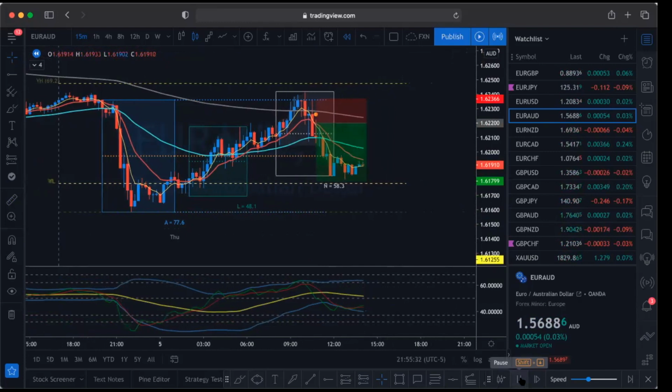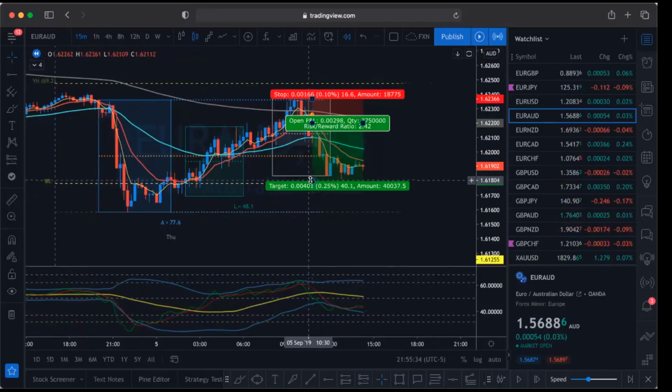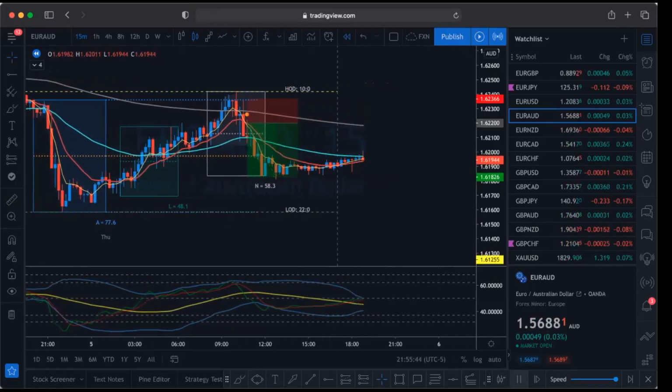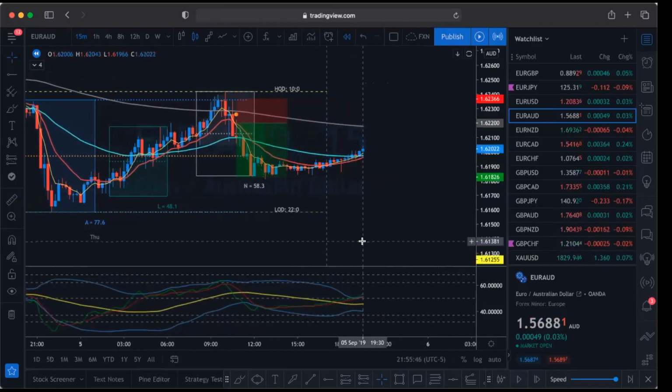It literally missed it by like 2 pips or something. So there you go, there's one. So Mark, in a case like that, I would have probably jumped out of that trade.